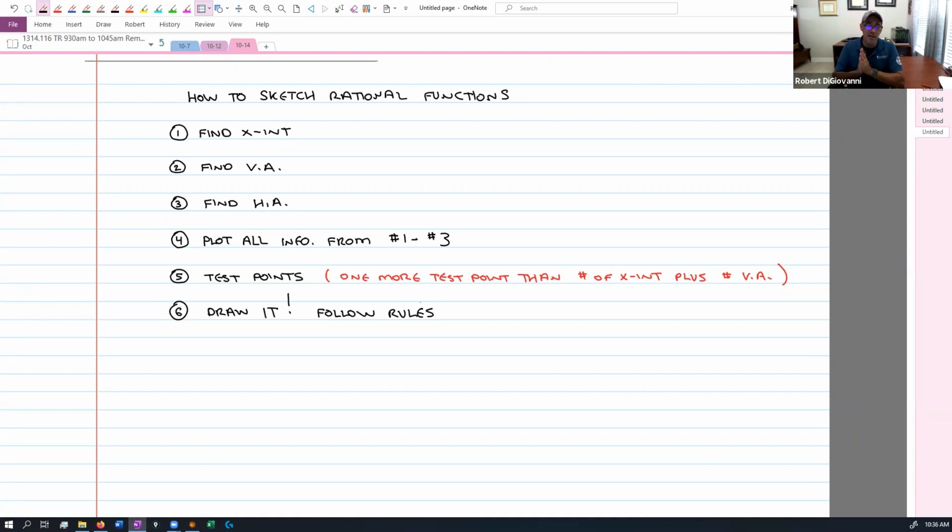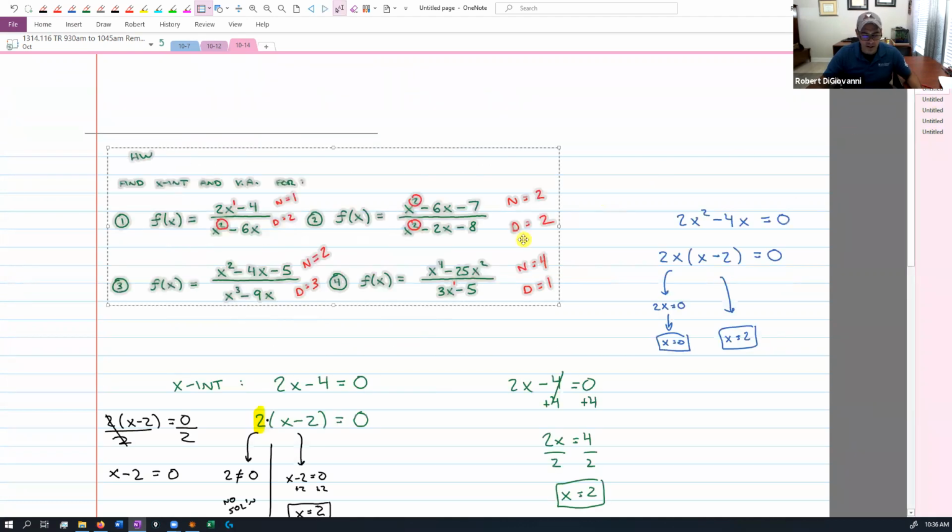Okay, it is 10:36. I have maybe enough time to do one problem, and it's only because we've already done a few. So let me go to the second problem that you had for homework. Here it is. And let's try and sketch this one.